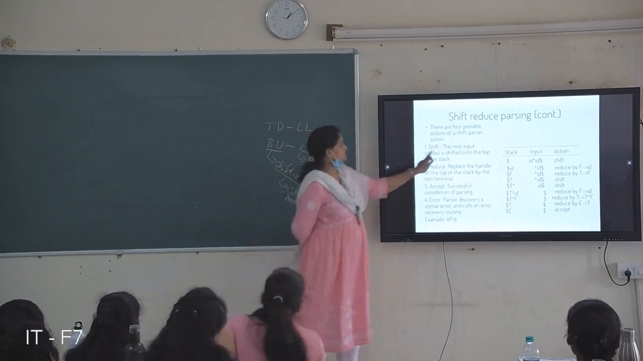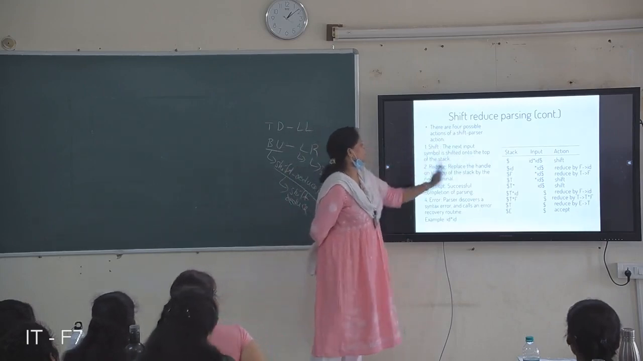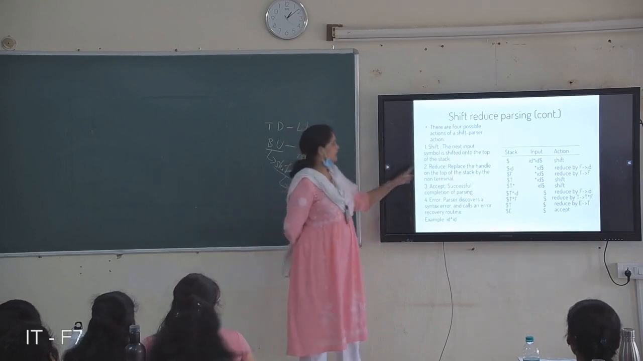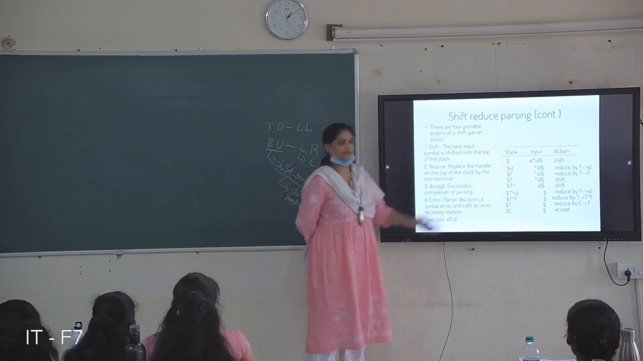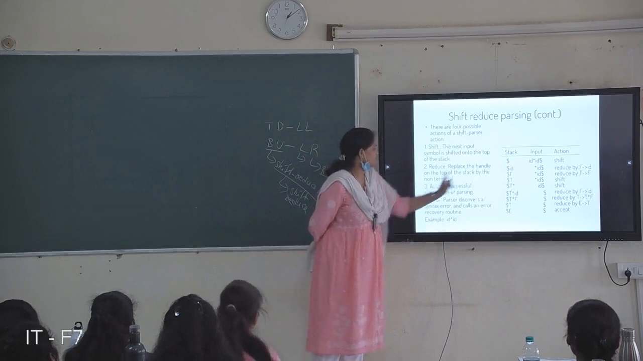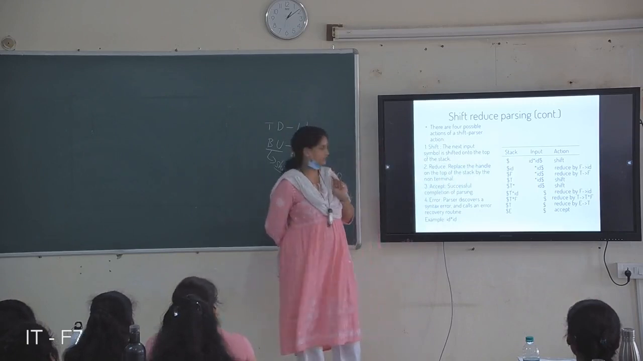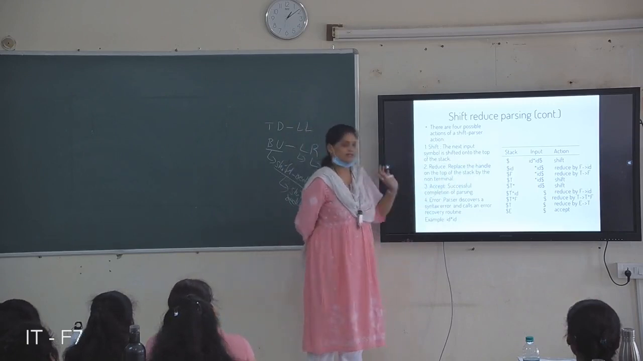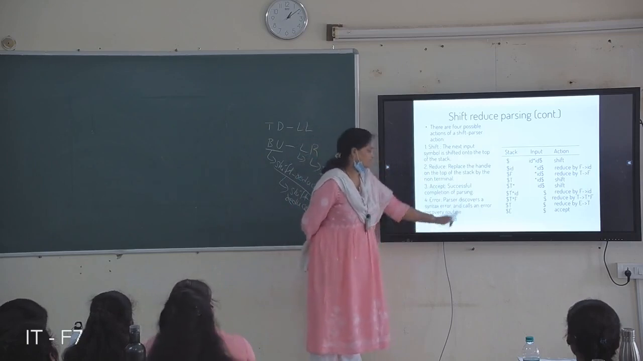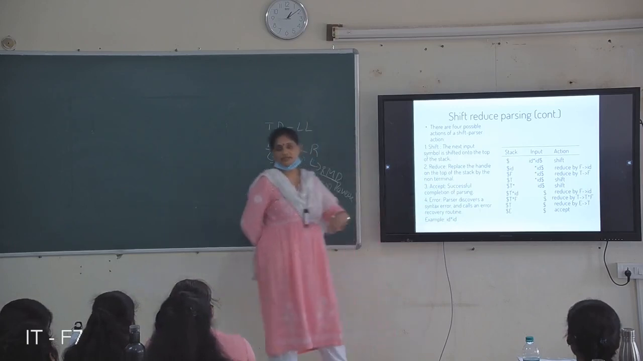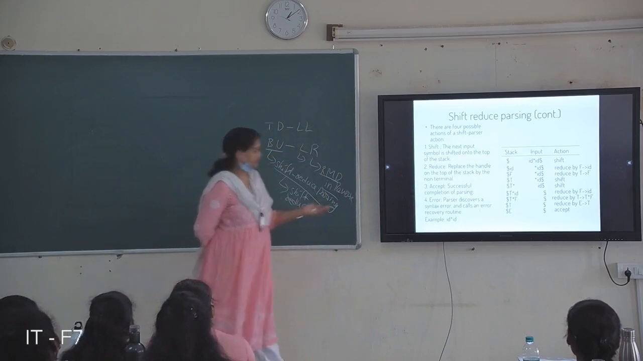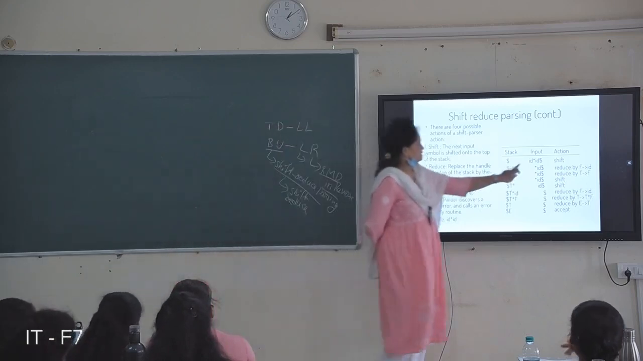Okay, so shift means the next input symbol is shifted onto the top of the stack. We just shift the input symbols onto the top of the stack. And reduce means replace the handle. Whenever you get a handle on the top of the stack, replace the top of the stack by the left-side non-terminal. Accept means successful completion of parsing. And error means the parser discovers a syntax error and calls an error recovery routine. It means it's not possible to get a starting symbol for the given input string, so you get an error. Okay, and this is the input.